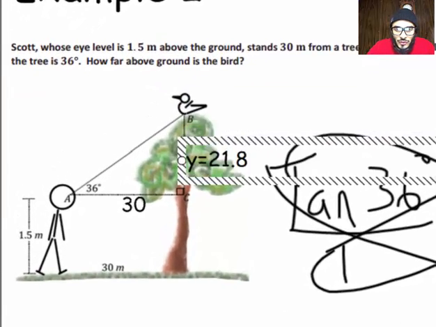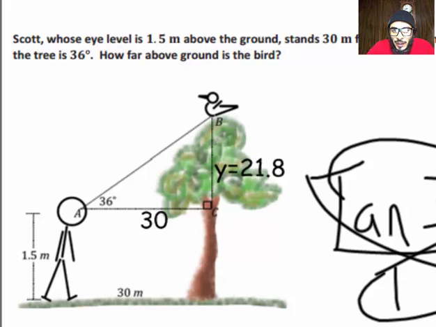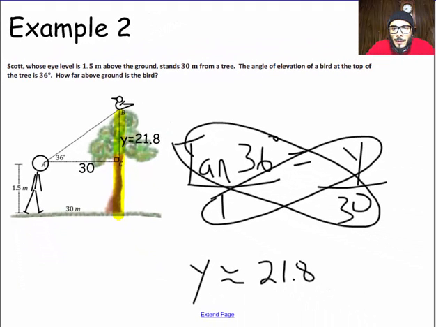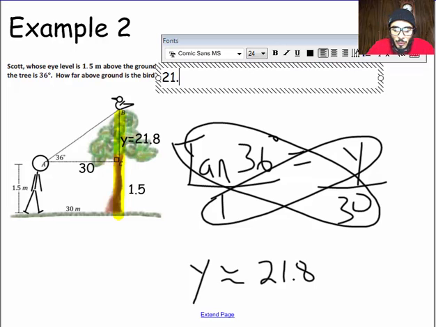That's not the original question. The original question, remember, is they want to know how far off the ground that bird is. They want all that I just highlighted. They want that BC plus the 1.5, because from C to the ground is 1.5. So to answer this question, all we have to do is add 21.8 plus 1.5, and we will get 23.3 as our final answer.